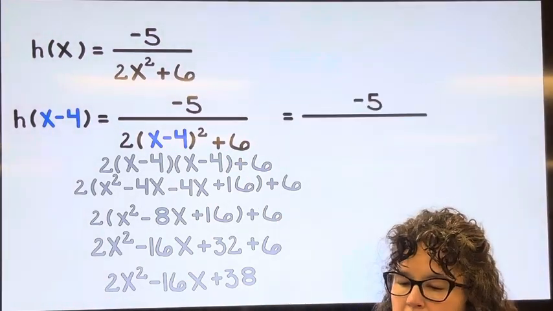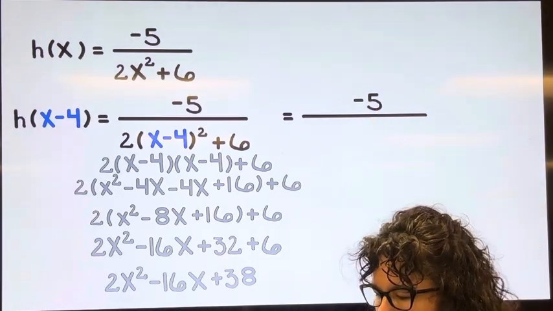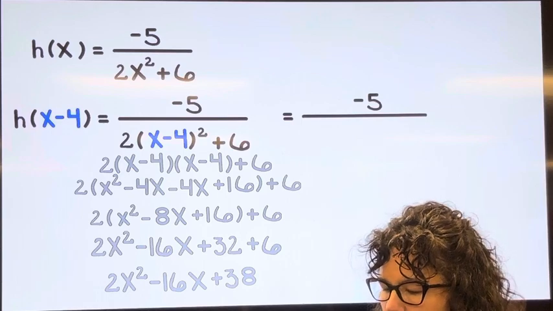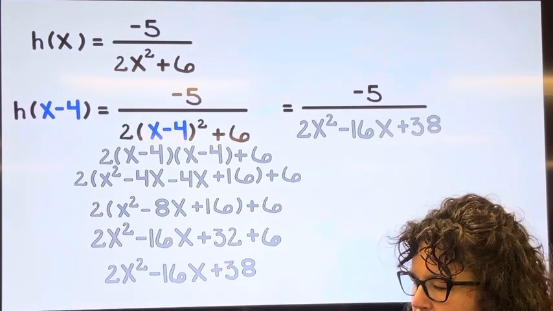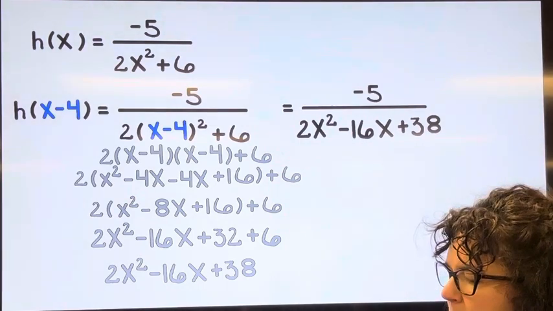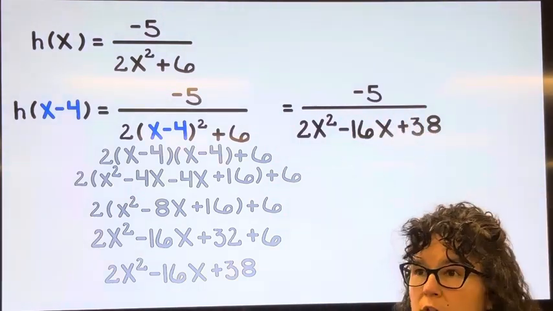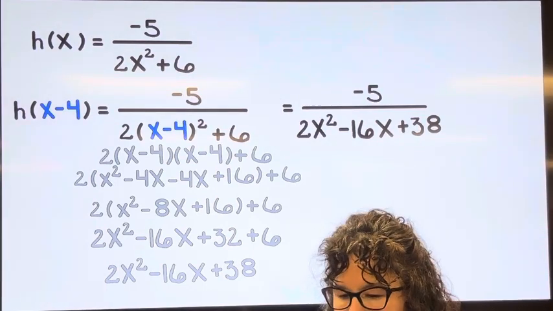So my final answer, negative 5 is still in the top. But let's grab the simplified version of the denominator. And here we have our final answer. We have 2 more here to look at.